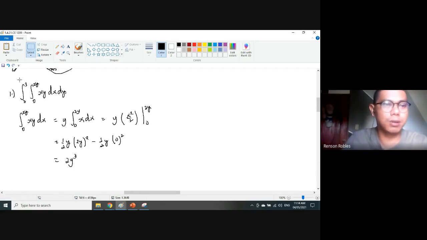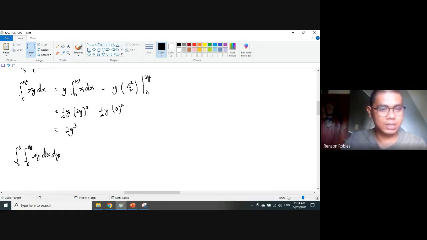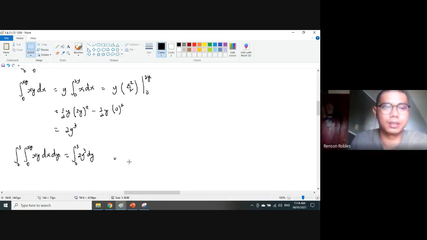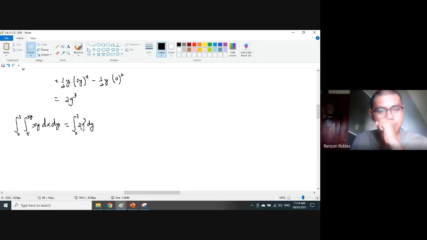Therefore, this double integral can now be written as, okay, we can now remove the inner part, and that is to be replaced by 2y cubed, equals the integral of 2y cubed dy. All right. In this double integral, xy dx dy from 0 to 2y and from 0 to 3 is simply equal to the integral of 2y cubed dy evaluated from 0 to 3.